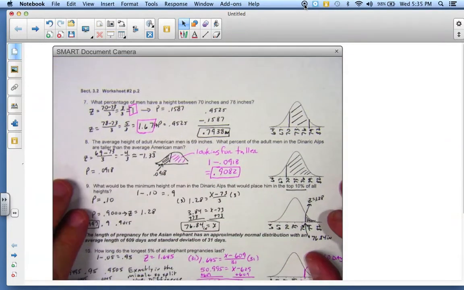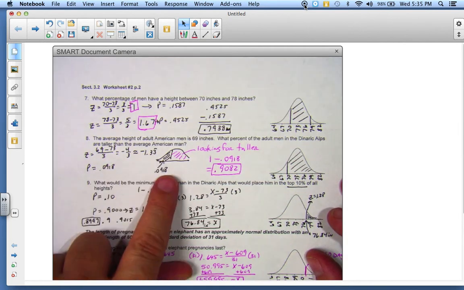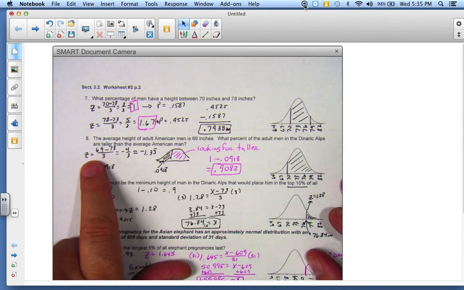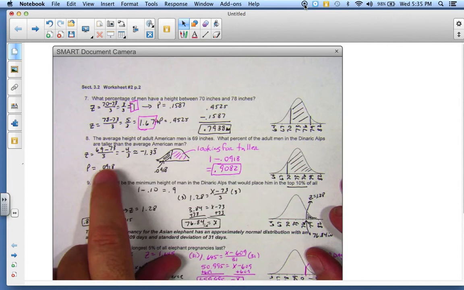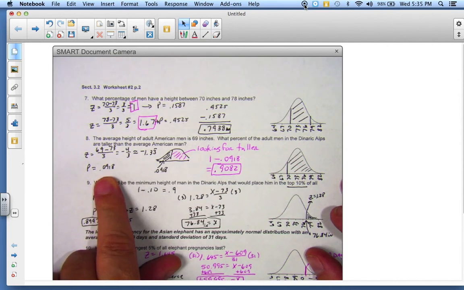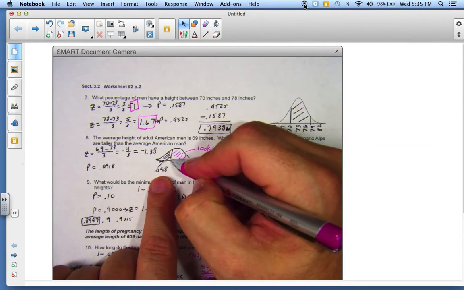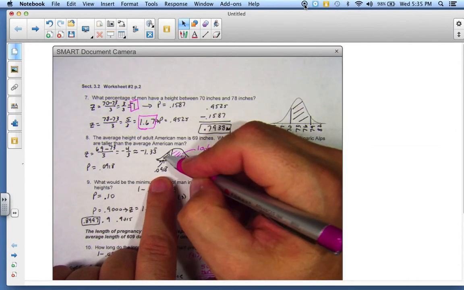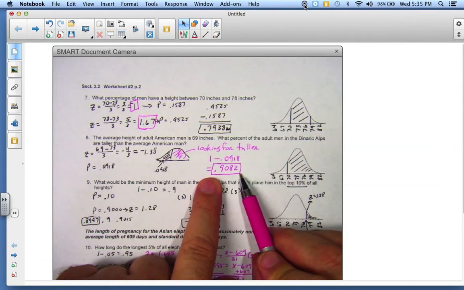Question 8, here are the answers. I want the average height. What percent of the Denaric men are taller than the American man? So here's my American man. In Denaric, he would have a z-score of -1.33, which converts to a 0.0918 percentile. Here's my area. I want those that are taller, so I'm going to subtract from 1. That means 90.82% of the Denaric men are taller than the average American man.